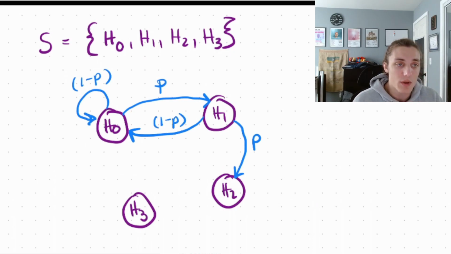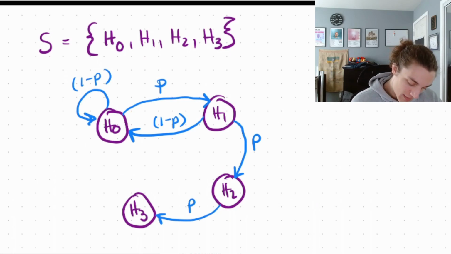All right, and what you'll notice is the same is true for H2. It has to either go to H3 with probability P, or it has to go back and reset with probability 1 minus P.